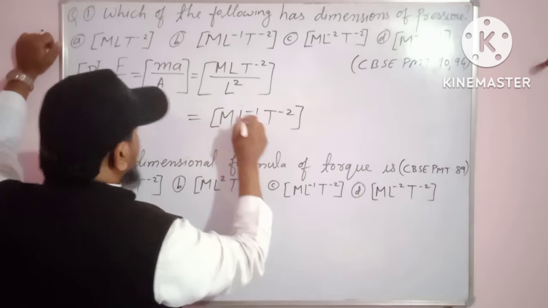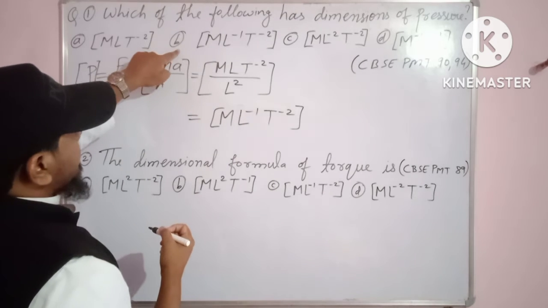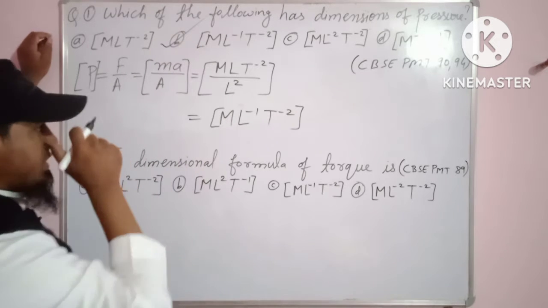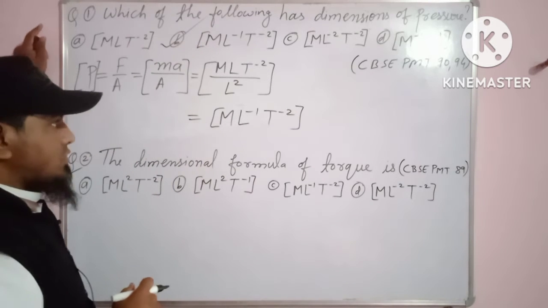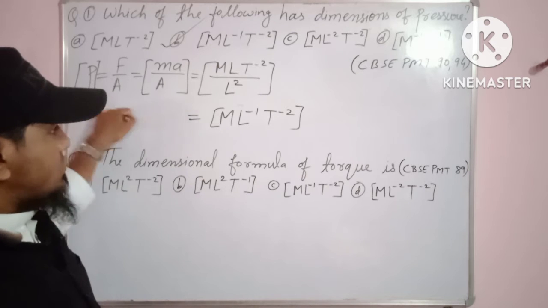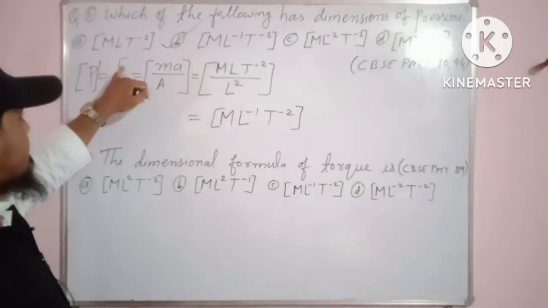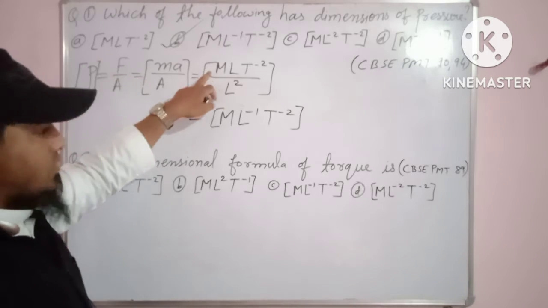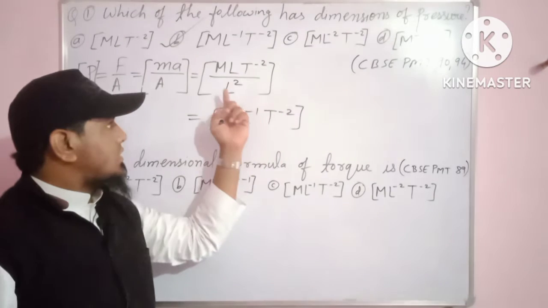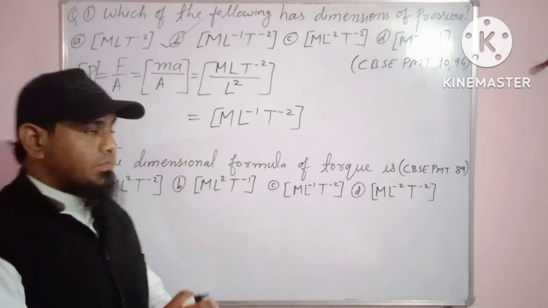So which option is correct? Option second, M L power minus 1 T power minus 2, is correct. So option B is correct. In the NEET examination they will ask only multiple choice, single choice questions. Or you can remember the dimension formula for force, M L T power minus 2, and area is L square, so we will get the pressure dimension M L power minus 1 T power minus 2.